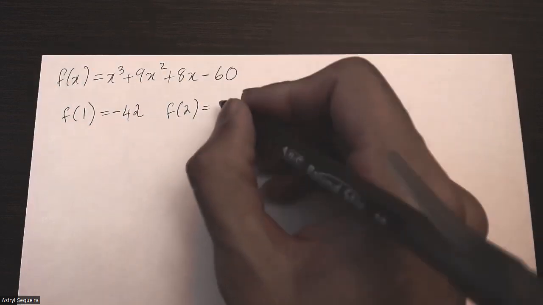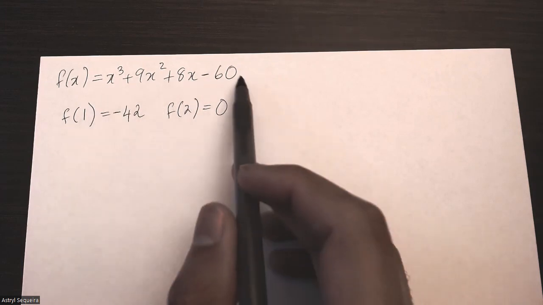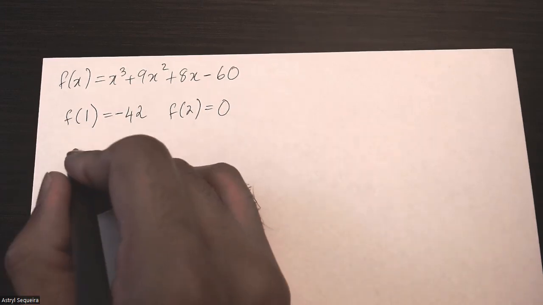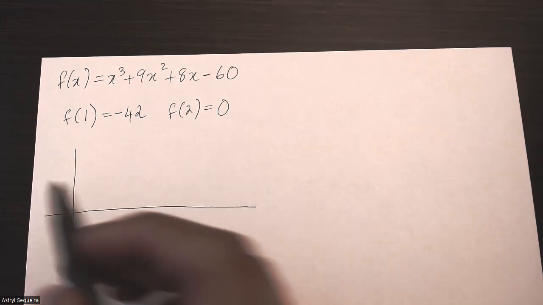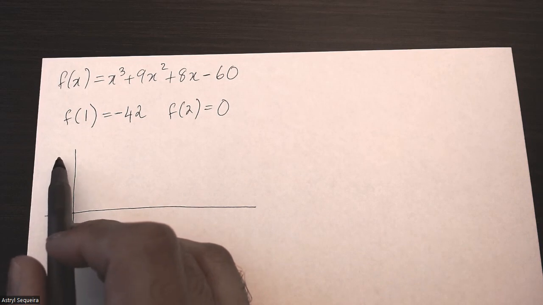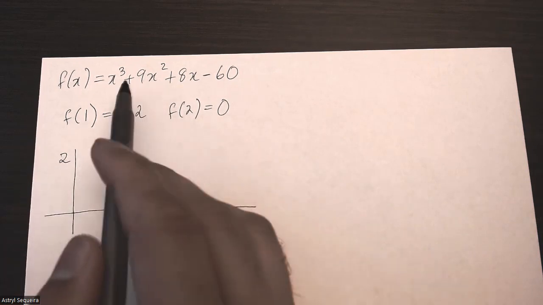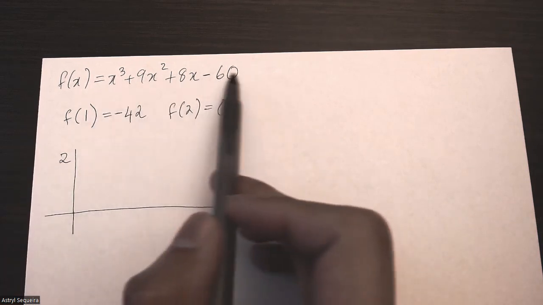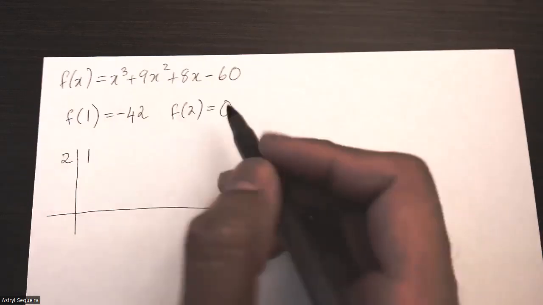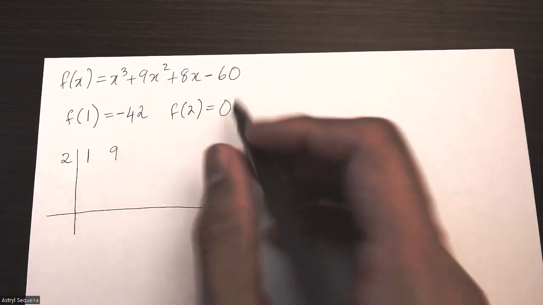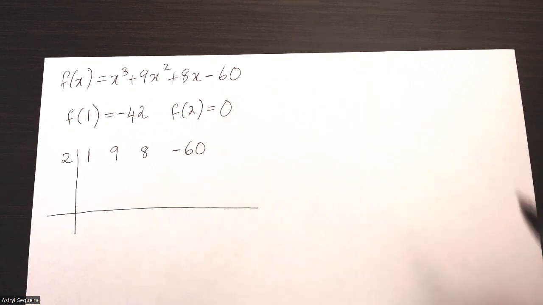If I substitute 2 into this equation, I get 0. This means x minus 2 is a factor of this equation. So next, I'm going to do synthetic division. I'm going to put this 2 over here. I'm going to put all the coefficients of my terms over here. So for x cubed, it's 1. X squared, it's 9. For x, it's 8. And then a negative 60 is the constant.